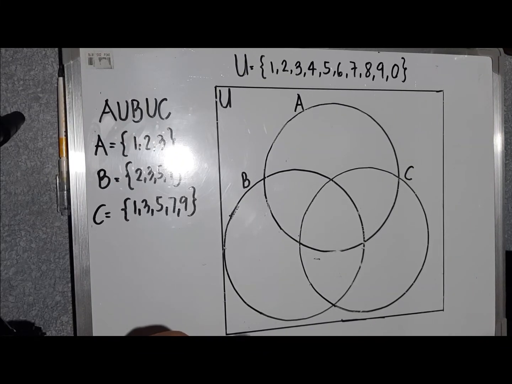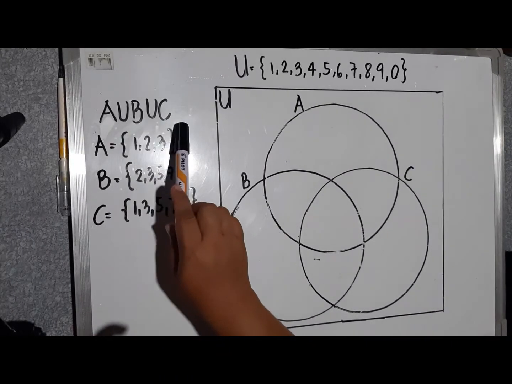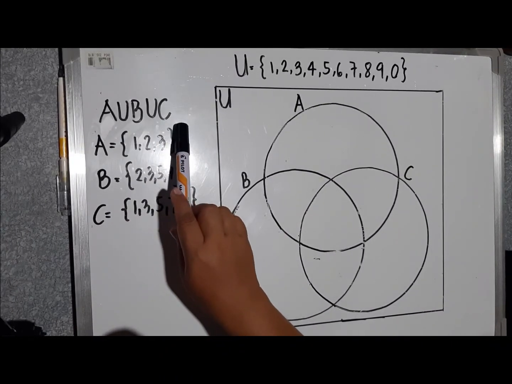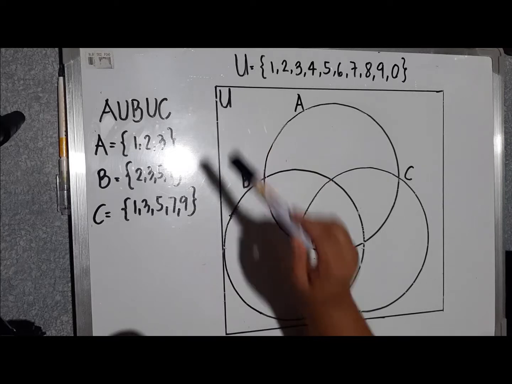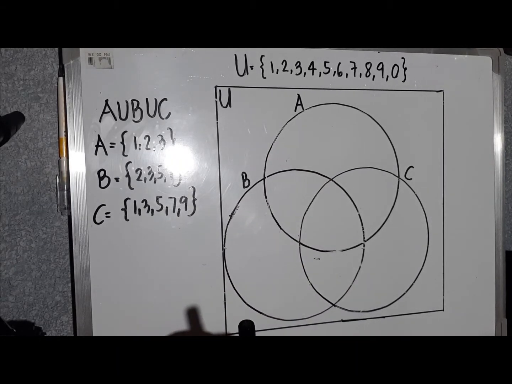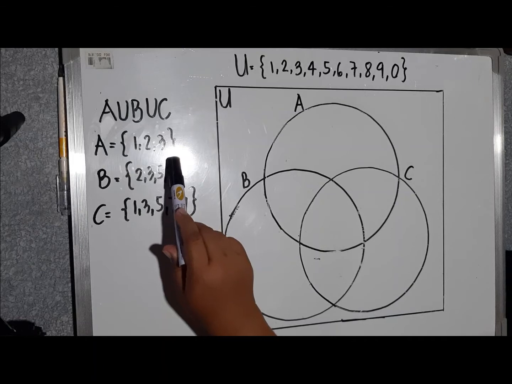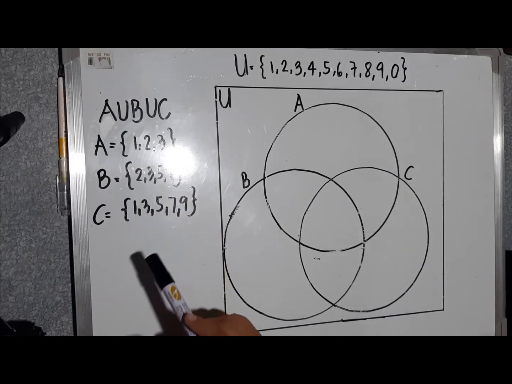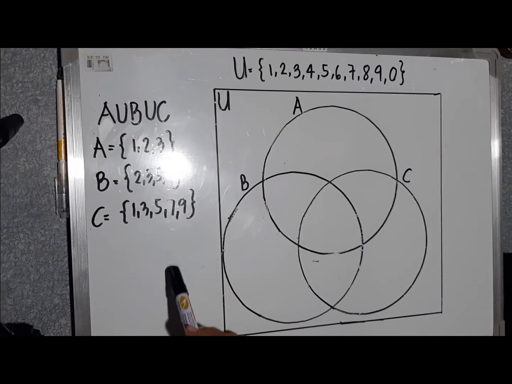Then, the operation we solved a while ago is A union B union C. Since we have three sets, we draw three circles inside the universal set, represented by our rectangle. To make it easier to identify the elements to write on the diagram, let's write the elements of A: 1, 2, 3. B: 2, 3, 5, 7. And C: 1, 3, 5, 7, and 9.